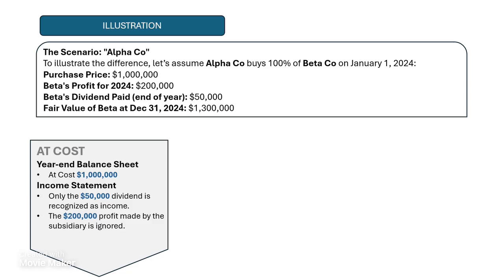Under the cost method, at the year-end balance sheet, this investment of Alpha in Beta will be at the cost, which is the purchase price, $1 million. And in the income statement, the $50,000 dividend received from Beta company will be recognized as income, and the $200,000 profit made by the subsidiary is totally ignored under the cost method.